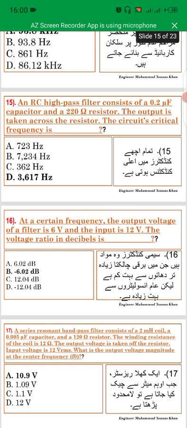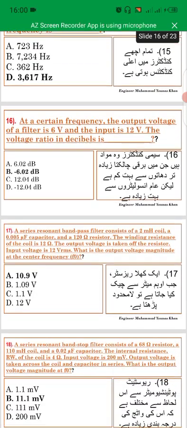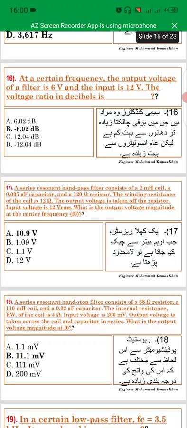An RC high pass filter consists of a 0.02 microfarad capacitor and a 220 ohm resistor. The output is taken across the resistor. The circuit critical frequency is 36117 Hz.